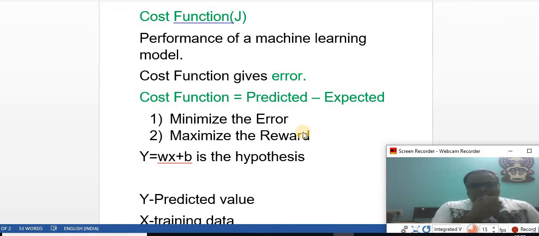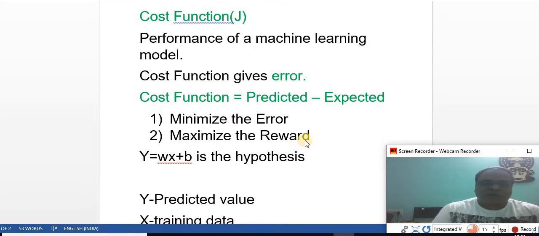The cost function has two purposes. One is to minimize the error. As I told you, we need to minimize this predicted minus expected value. And the second is to maximize the reward. That comes into the picture when we talk about reinforcement learning. You already know machine learning is of three types: supervised machine learning, unsupervised machine learning, and reinforcement machine learning.